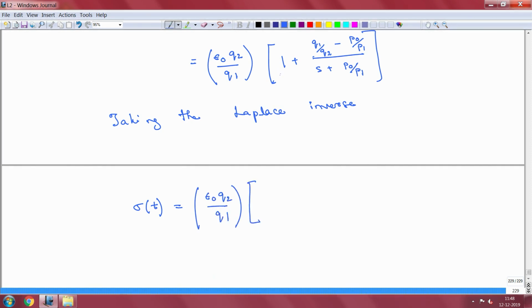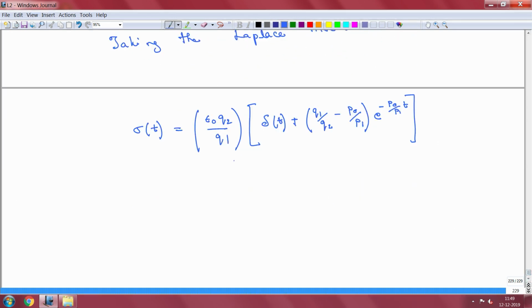And here we have to take the Laplace inverse of 1, that will give me the Dirac delta function, plus the Laplace inverse of this, sorry, this will be q1 by q2 minus p0 by p1. This is my multiplier, and here we have the exponential form, which will be just e to the power minus p0 by p1 t. Okay. So, from here to go to jt is just one more step, right.